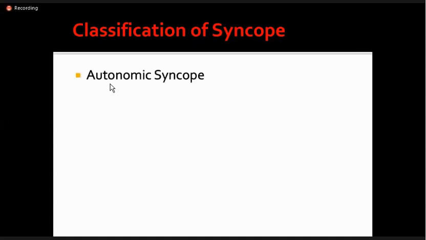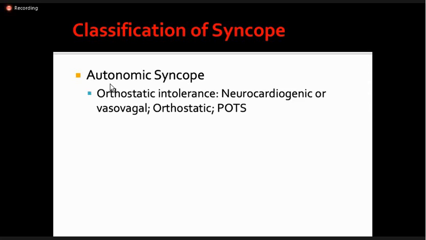So broadly, syncope is classified into autonomic syncope. There are various ways of classifying syncope. You can choose one that you like, but this is one of the common classifications. Autonomic syncope includes vasovagal or neurocardiogenic syncope. These are the same, just two different names for the same problem. This is the most common cause of syncope. Then there are syncopal syndromes where there is inappropriate tachycardia. These fall under autonomic syncope.